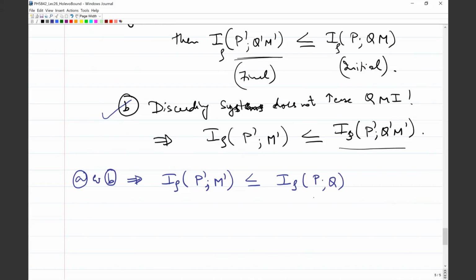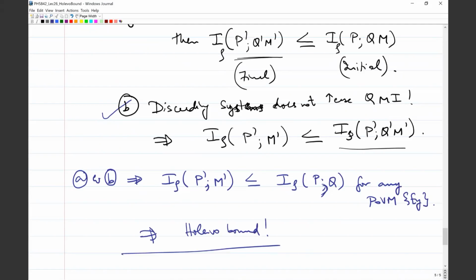Correct. And this is true for any POVM that the receiver can do. And so this becomes an upper bound for all POVMs that the receiver can do. And so this implies essentially the Holevo bound. Okay. So I hope you see this is done, right?